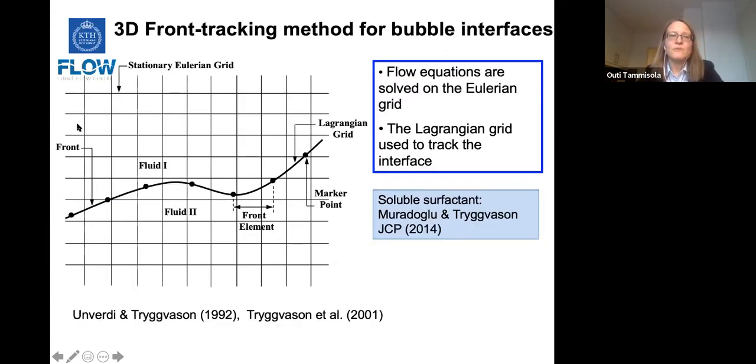And just quickly about the numerical method. This is not level set as we had in the other code. This is a front tracking method, the same method as used by Muradoglu and Tryggvason in JCP in 2014. And the advantage of having a front tracking method here is that you have Lagrangian points on the surface that you are following. And therefore you have a very accurate representation of the surface location. And also you can quite easily study the surfactant movement along the surface with this, because you have these Lagrangian points which are already on the surface.